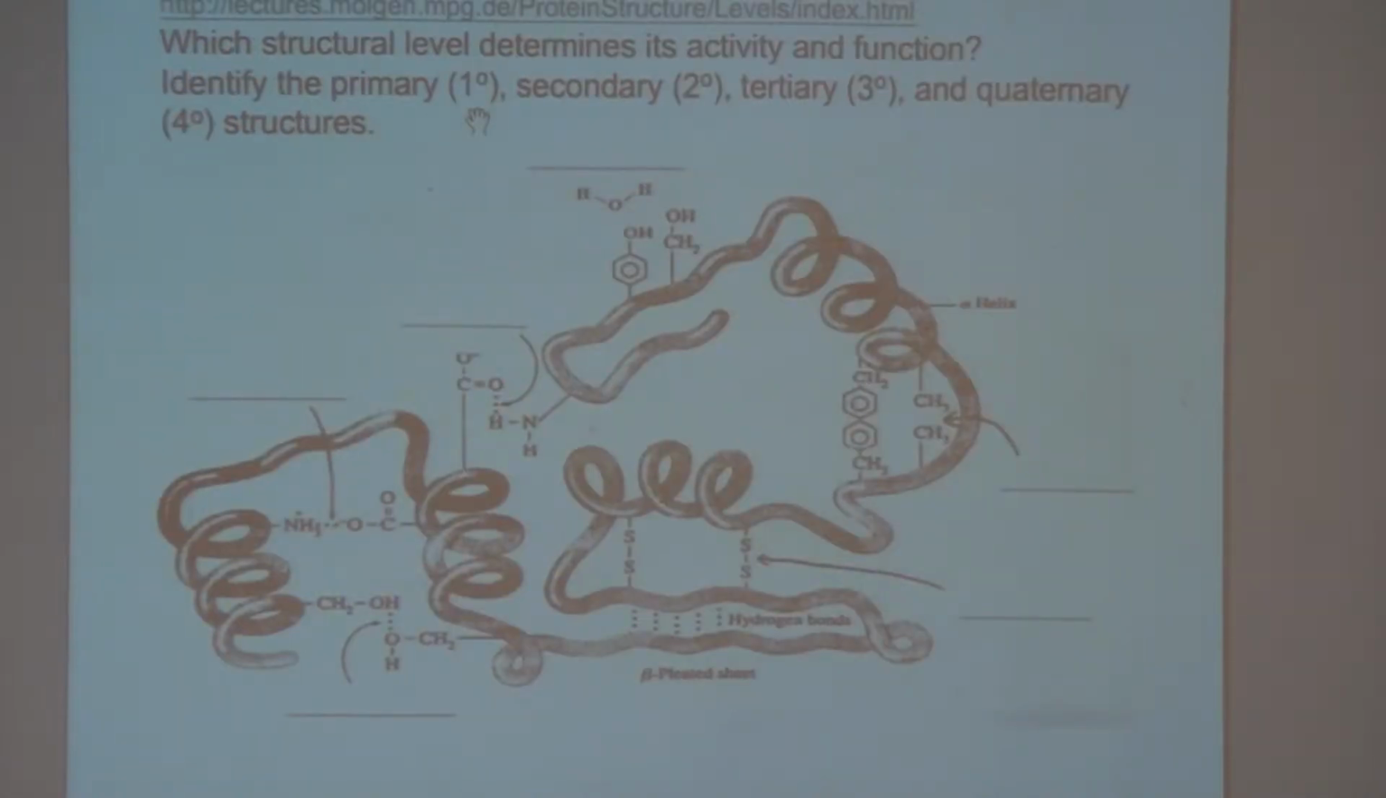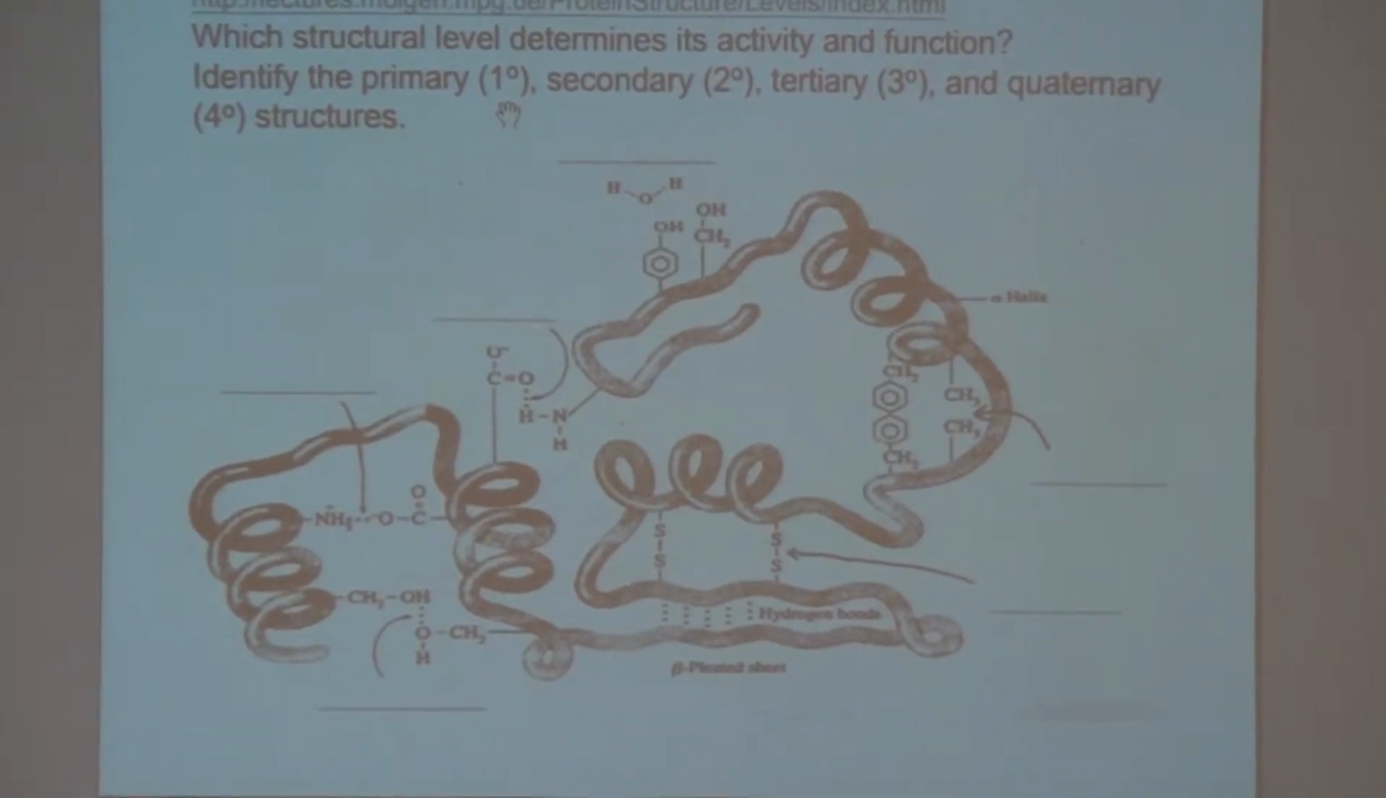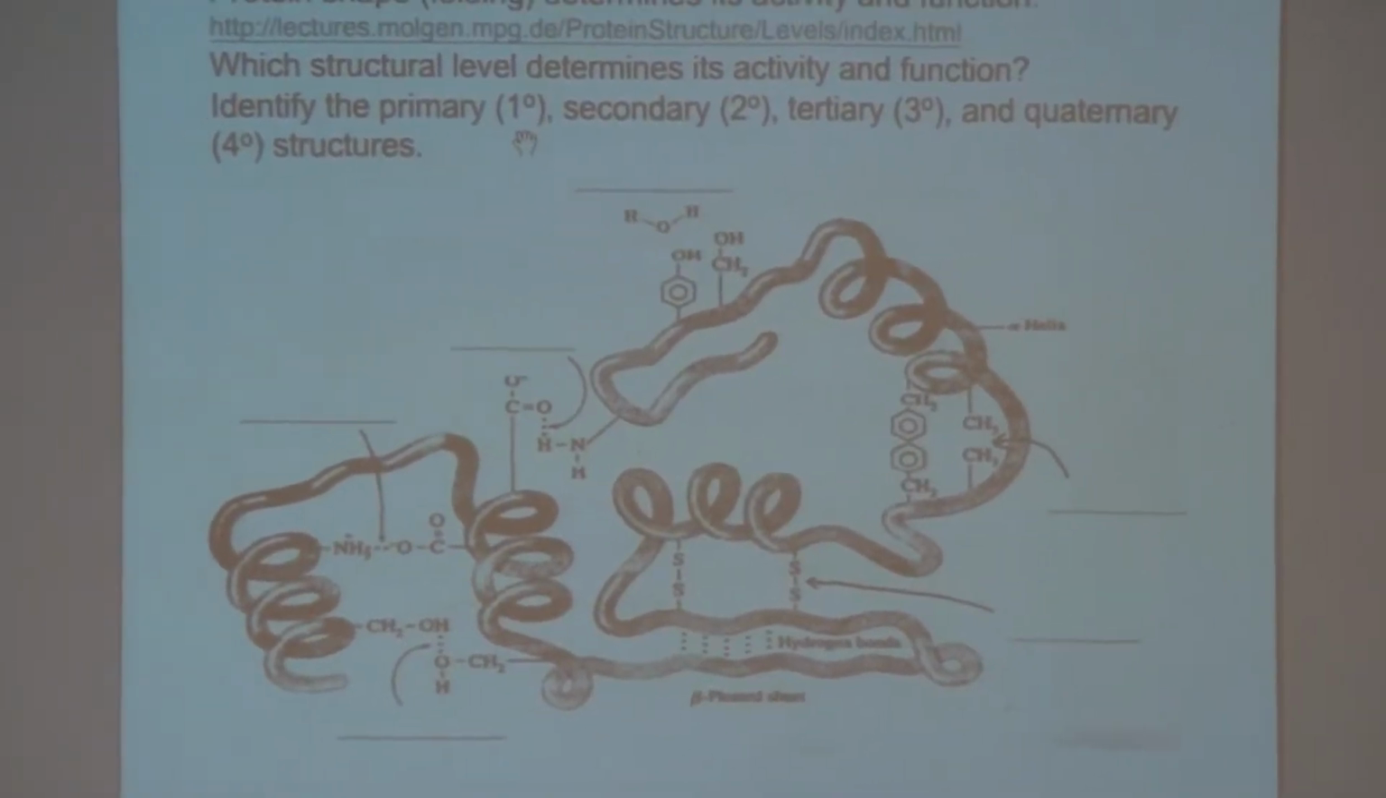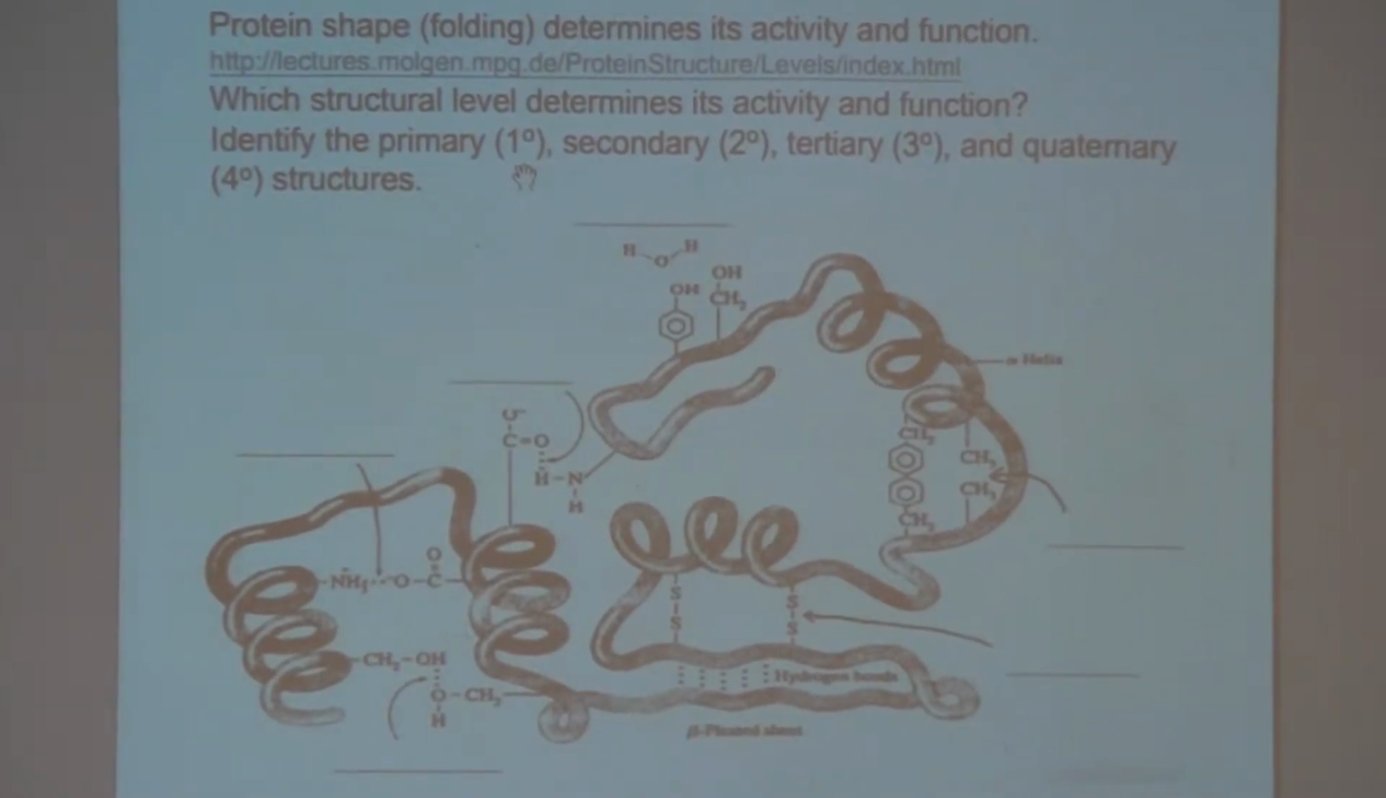So protein shape. Folding determines its activity and function. There's a website, though I hate this diagram, that describes protein shape and folding, and which structural level, primary, secondary, tertiary, quaternary, determines a protein's activity and function. Some of you are taking biology. Do you know all this stuff? If not, you should take a look at the website first before answering that question.